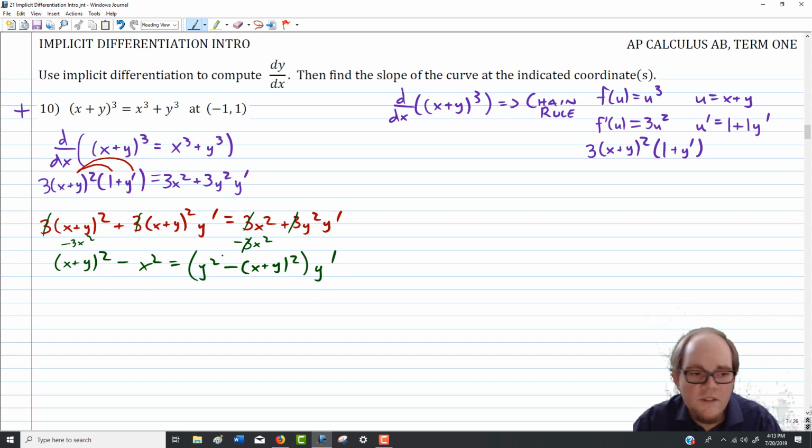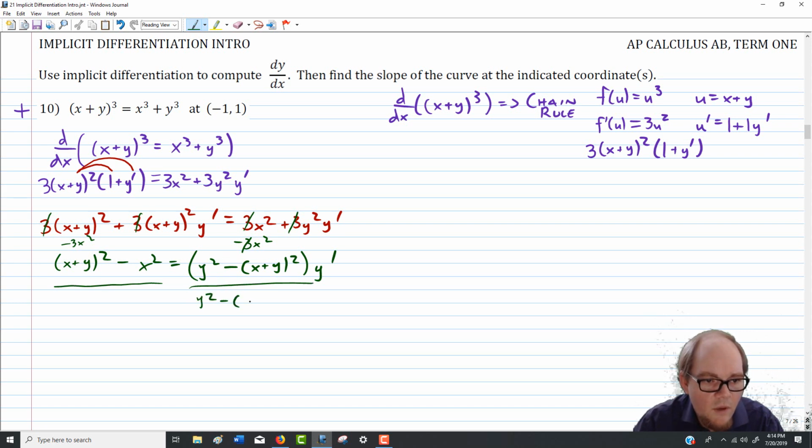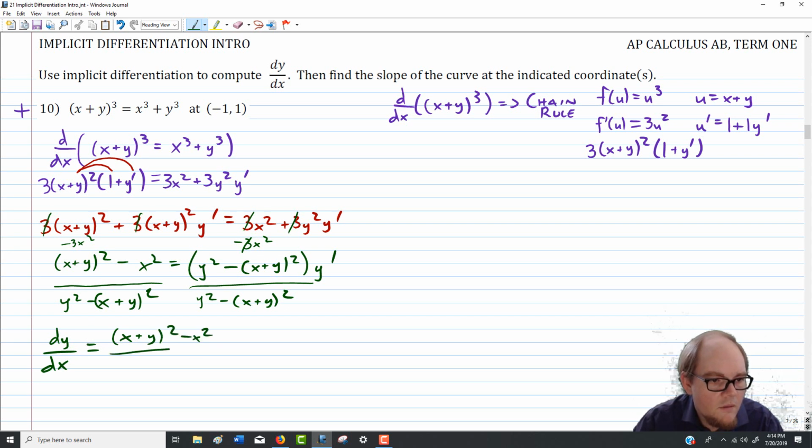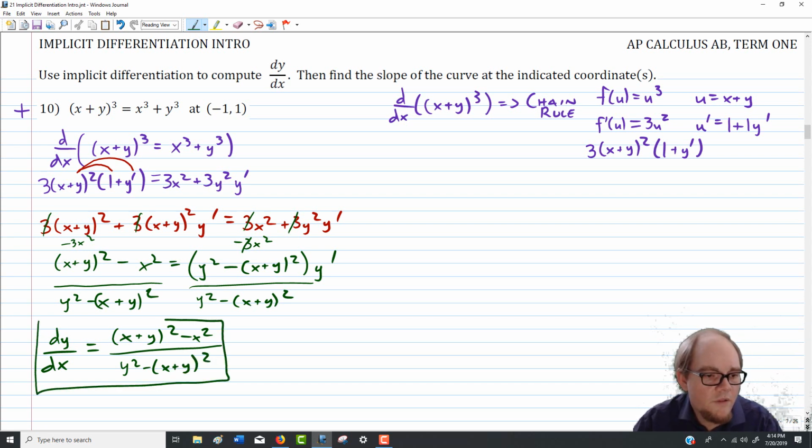Now from here, there are ways you could simplify these expressions, by the way. I'm not going to worry about them for right now. I'm just going to put what I'd call the cleanest version, or the fastest version of this answer. You could divide both sides by y squared minus (x plus y) squared. And if you did, you'd end up with the derivative. Totally correct, by the way. No simplification necessary. (x plus y) squared minus x squared over y squared minus (x plus y) squared. So this is a great final answer.